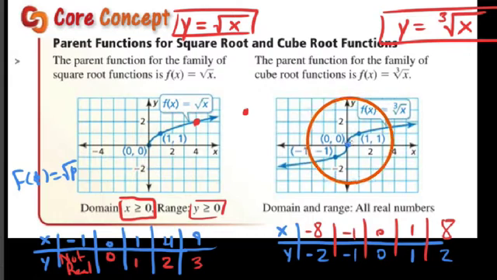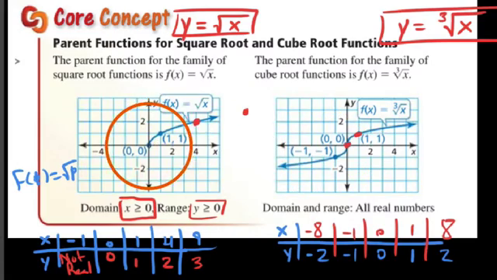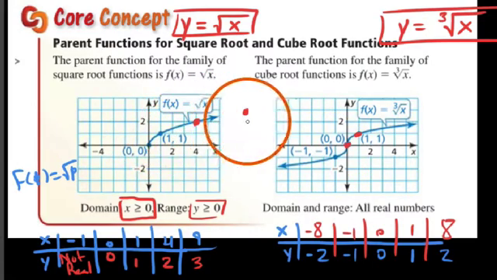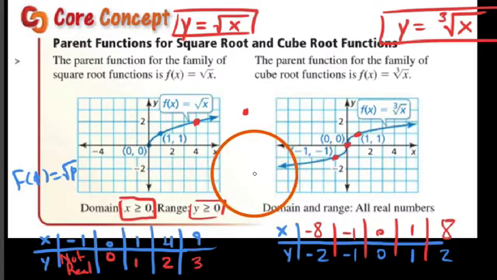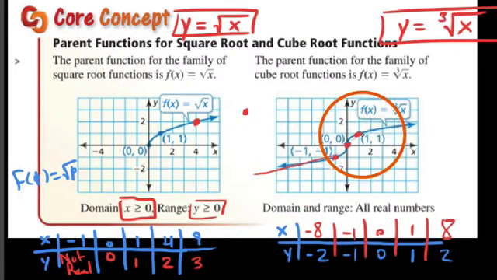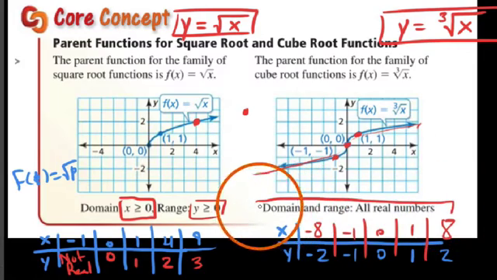It does start at 0, 0, and it does go through 1, 1 as our parent functions do. Both of these functions do this. But instead of just going up and to the right, kind of like a half of a sideways parabola here, we also go down and back and to the left. And you can see how negative 1 is also on this graph here. And we get this graph that's really stretched out from left and right forever and ever. And so its domain and range is all real numbers.